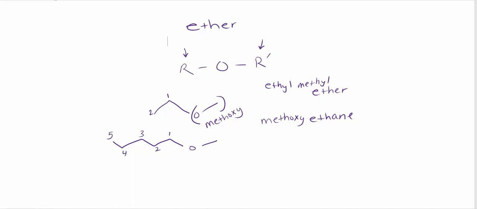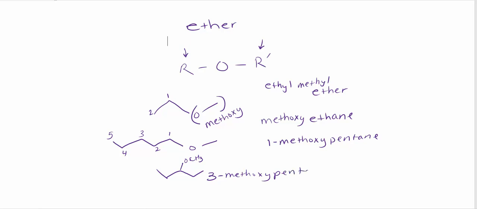Now, if that particular arm of the ether was longer, then 3, 4, 5, we would have to say where it was. So this would be 1-methoxypentane, because that would be very different than, say, 3-methoxypentane. So you do have to give that methoxy an address once you start getting into any chains longer than 2 carbons.